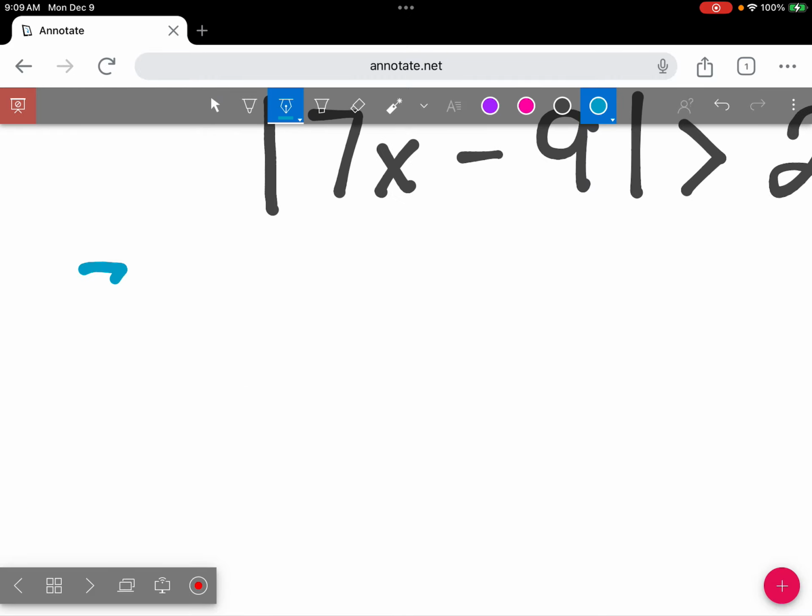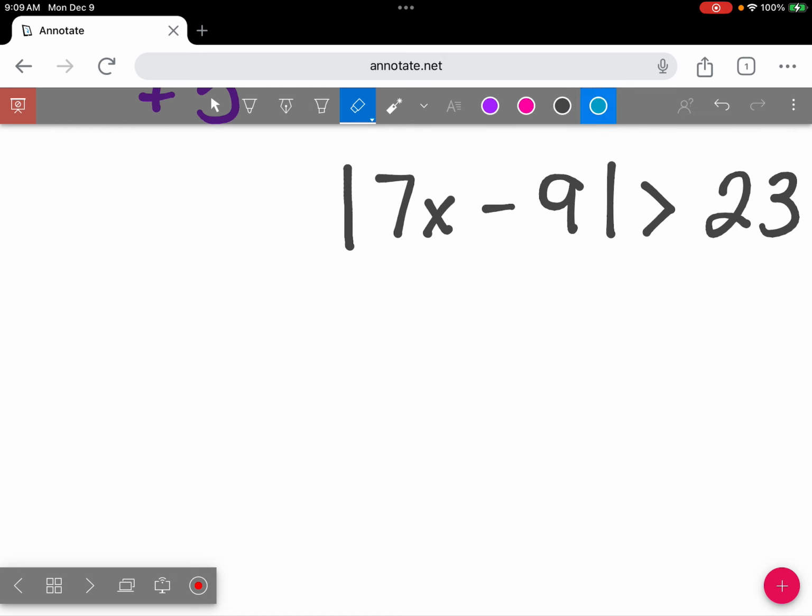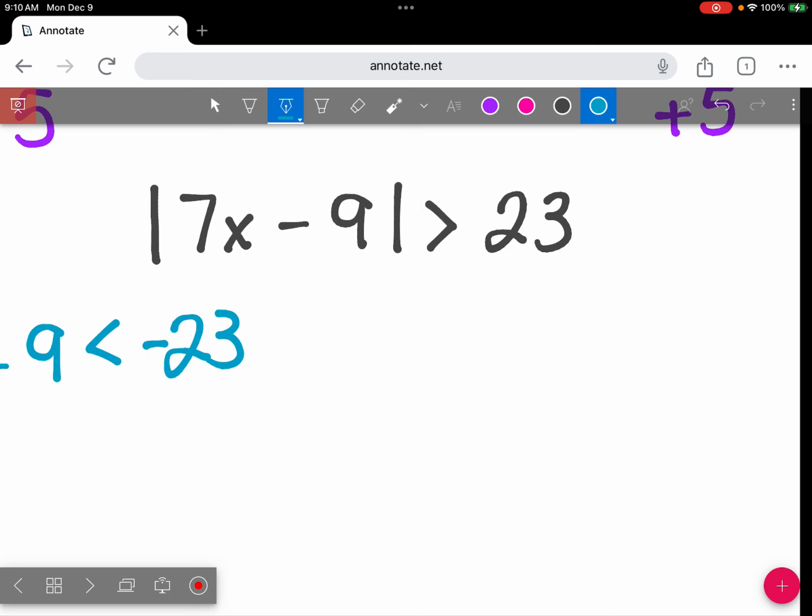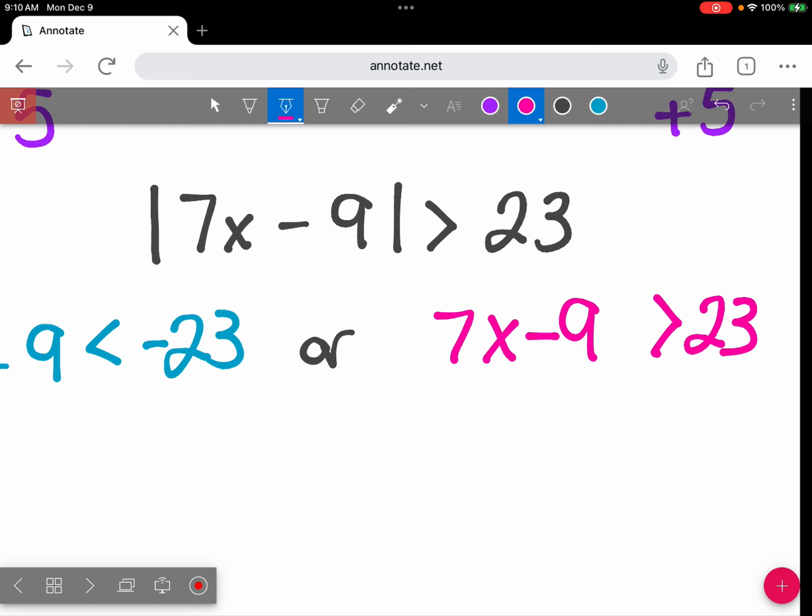So it could be that my 7x minus 9 is in fact less than, whoa, that's tiny. Hang on, I'll write that bigger. I zoomed in too far. 7x minus 9 might need to be less than negative 23, or my 7x minus 9 is going to be greater than 23. So we have two different inequality signs.